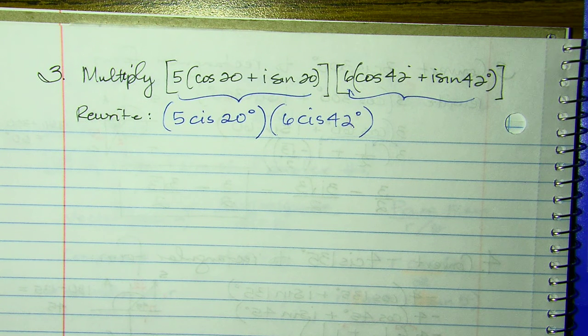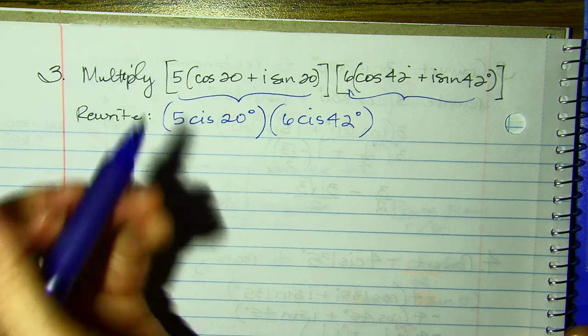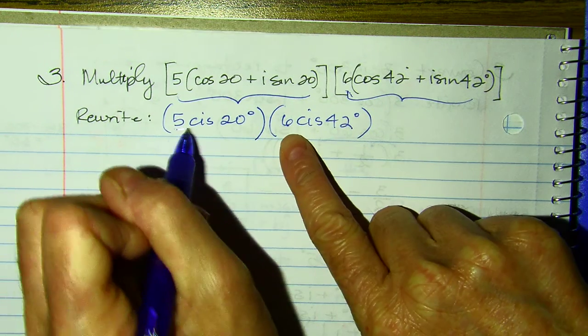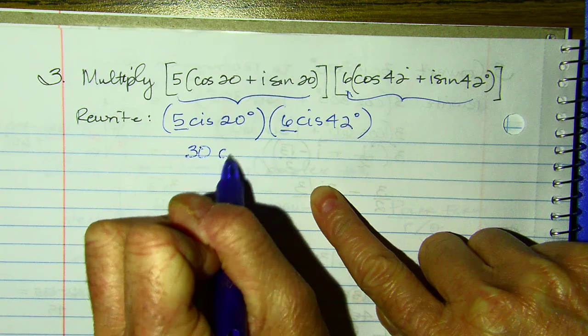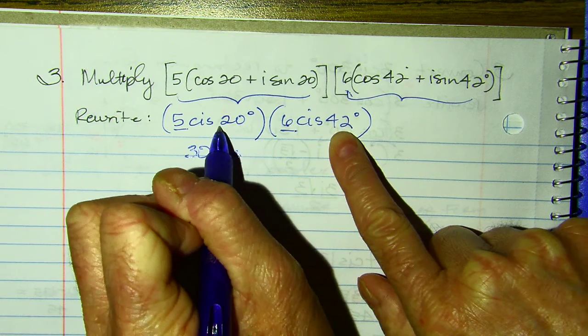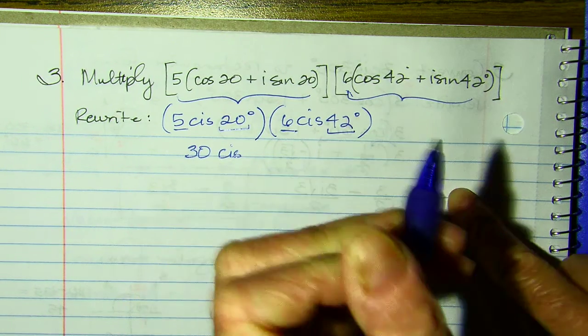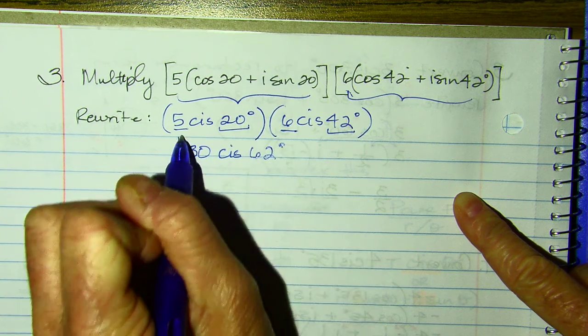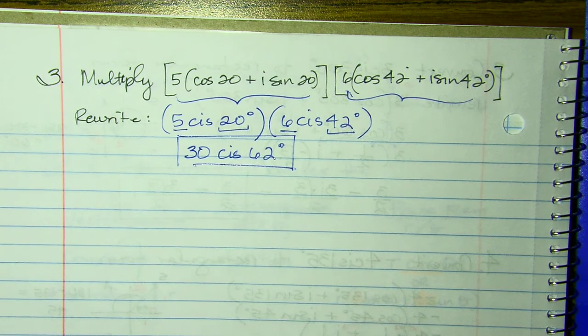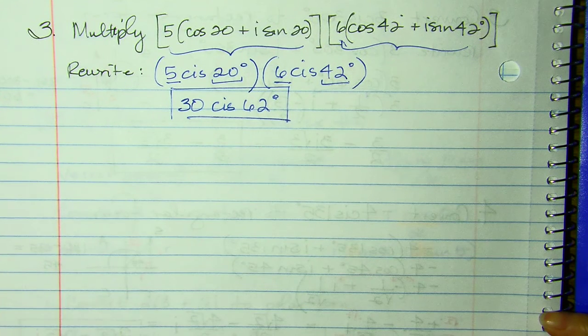And then from here, remember we multiply r. So 5 times 6 is 30 cis. And we're adding our angles. So 20 and 42 is 62 degrees. So pretty simple. I'm going to go over one more.